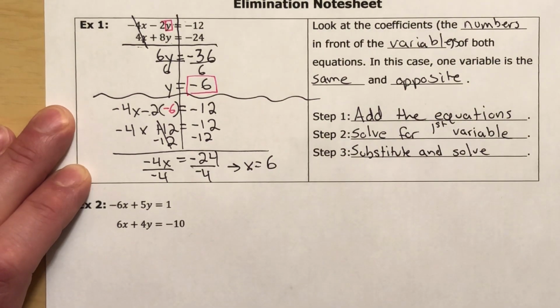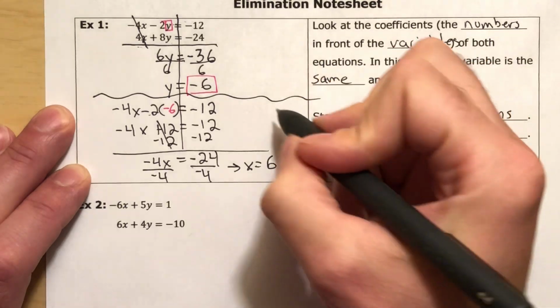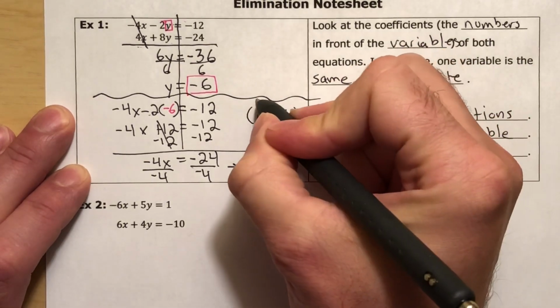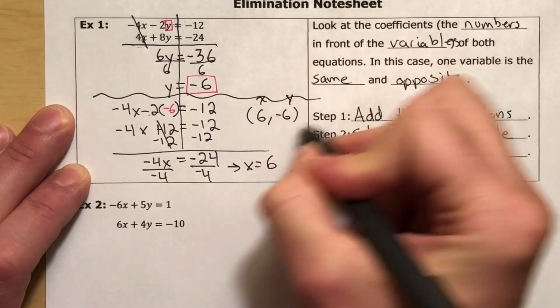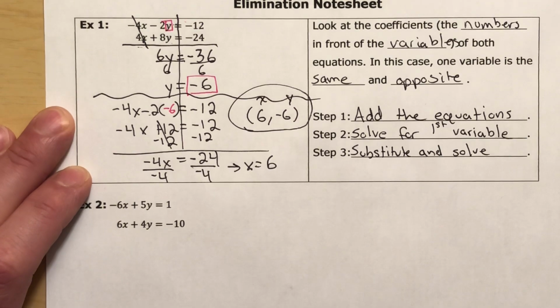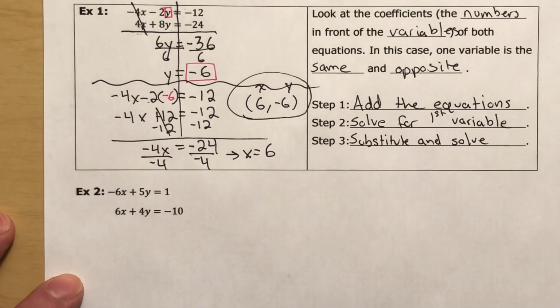And then your final step is you want to write the solution as an ordered pair. And we always write x, then y. So 6, -6. Let's do one more example together.